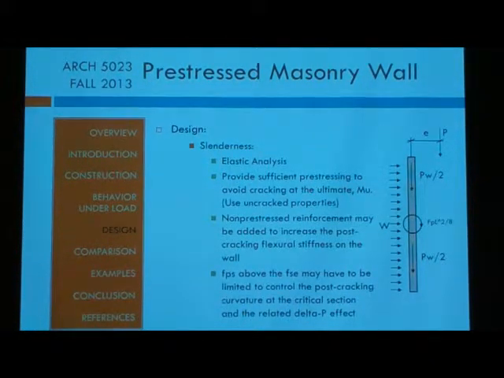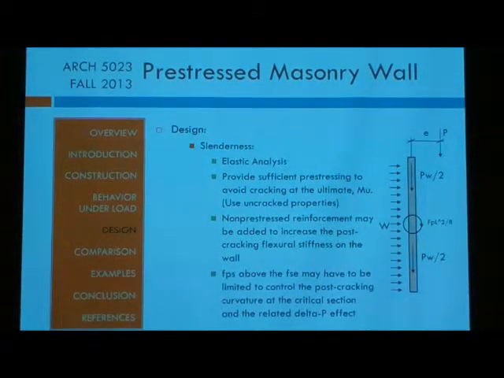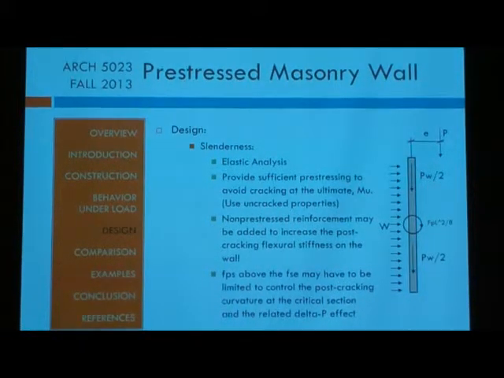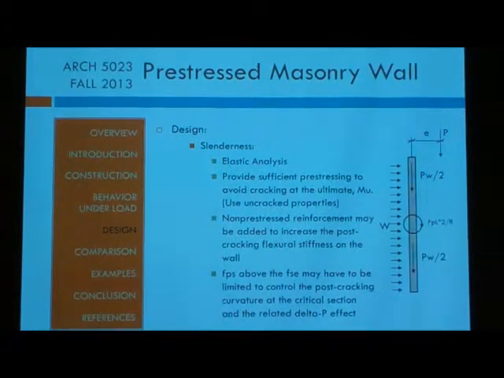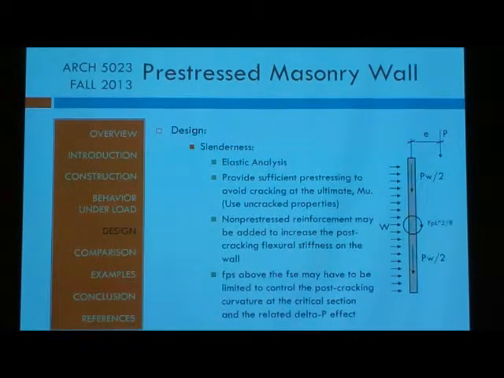In this type of wall, we also take into consideration the slenderness of the wall, and we saw some of this diagram before. And we still do elastic analysis. We provide sufficient pre-stressing to avoid cracking at the moment. No pre-stress reinforcement may be added to increase the post-cracking flexural stiffness of the wall.